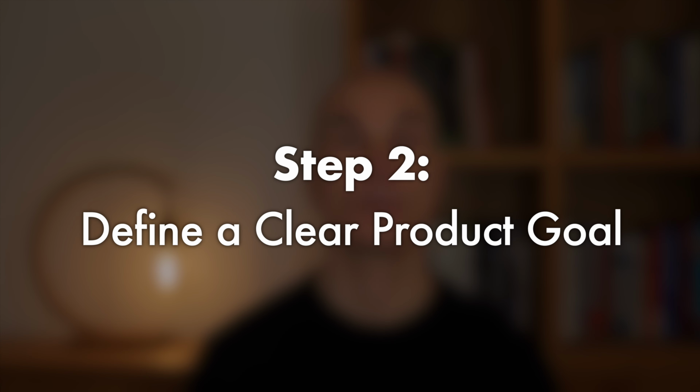The second step is to define a clear product goal. Having a product strategy in place is great, but it's not enough. What's also required is a specific product goal that provides the right direction and helps you decide which backlog items you should work on. To create such a goal, ask yourself which outcome, benefit, or objective your product should achieve in the next 3 months.